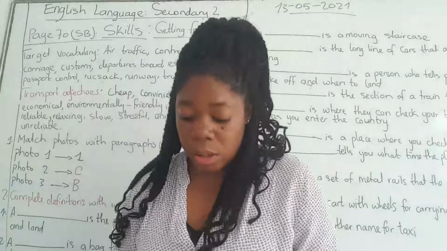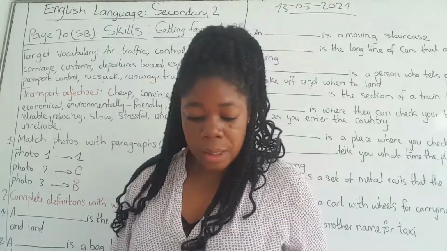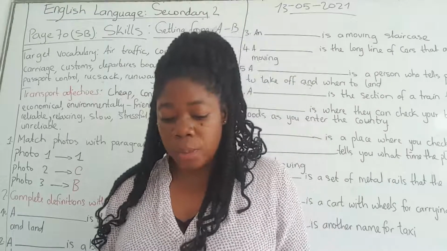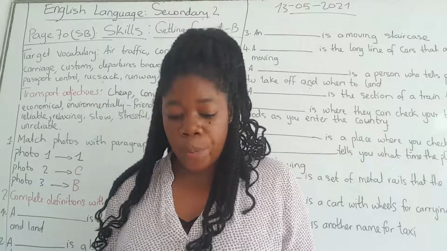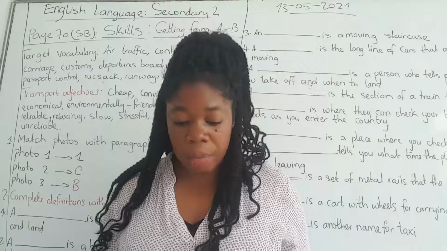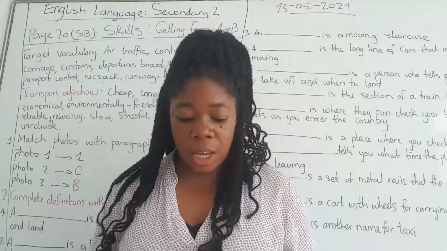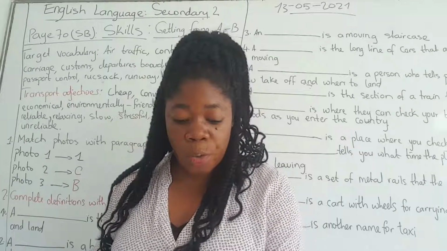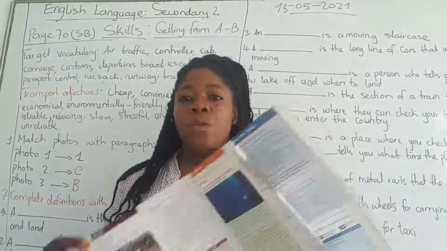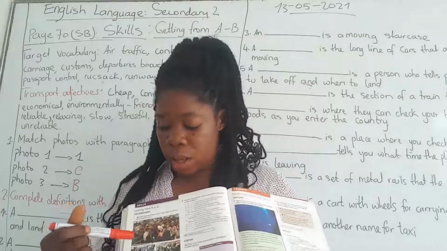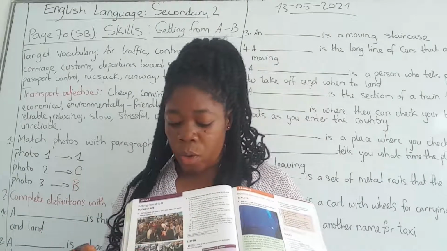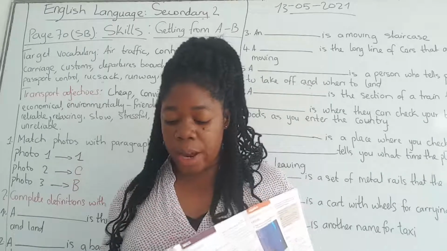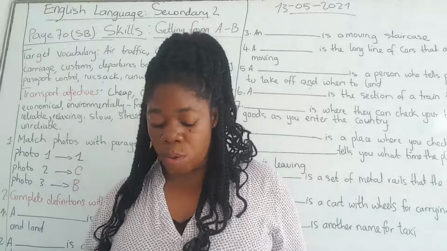That done, we have to complete the definitions with the correct form of words in blue in exercise 1. They have given us the definitions here. We have to match the definitions, or we fill in these blank spaces that we have here with these words in blue. So we are first of all going to define the words in blue.